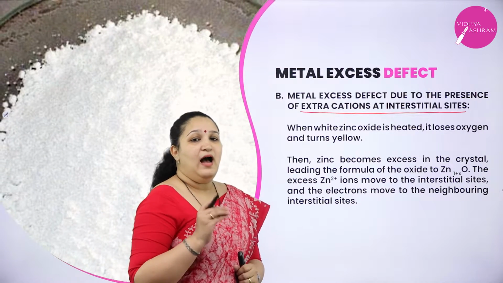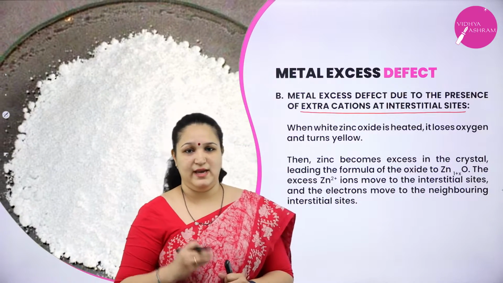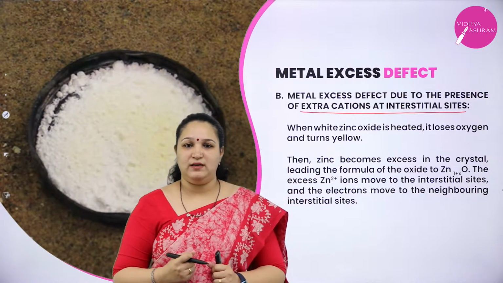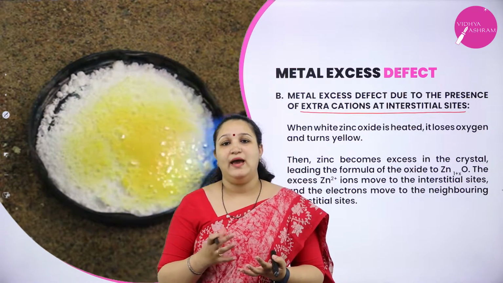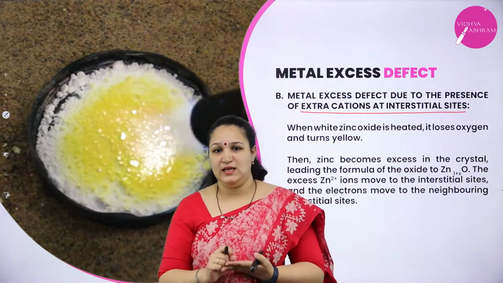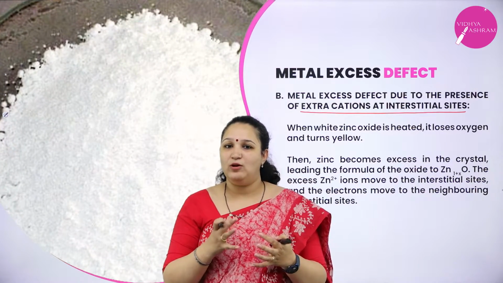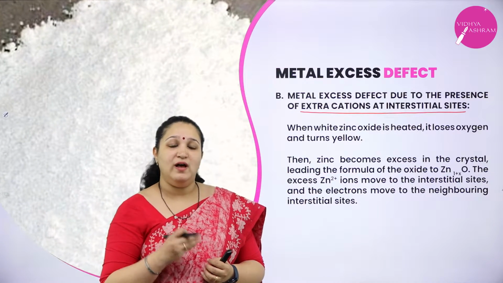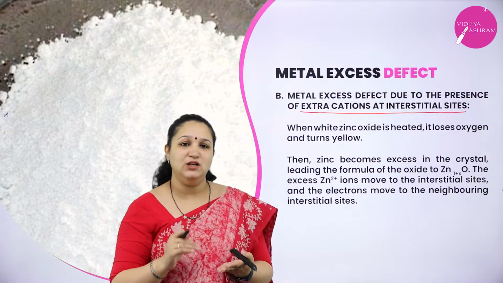For this, I will take an example of zinc oxide. Zinc oxide is white color. When we start heating it up, it will turn to yellow color, as you can see here. Now why does this happen? That is because of extra zinc ions which come into its interstitial sites.